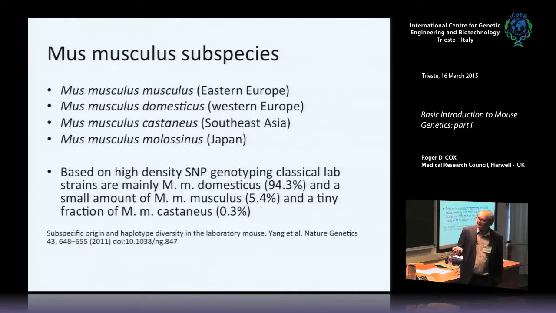And the inbred strains have been analyzed using high-density single nucleotide polymorphism genotyping. So looking at the DNA that they've inherited, looking at polymorphisms using these SNP markers to ask the question, how related are the inbred strains to the genotypes in these different wild mouse species? And the answer is that the classical lab strains are mainly domesticus, Western Europe, with a small amount of musculus, about 5%, and a little bit of castaneus.